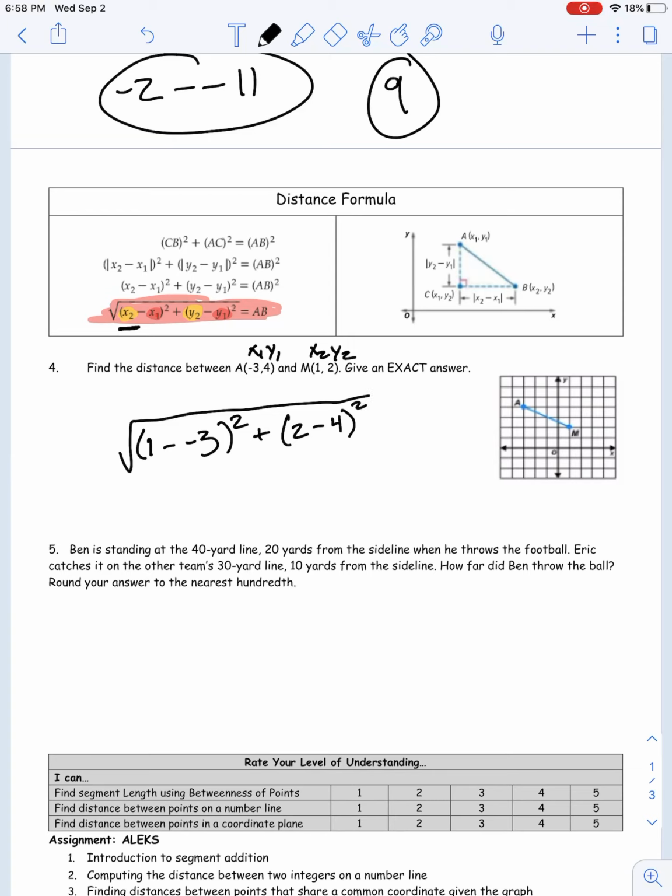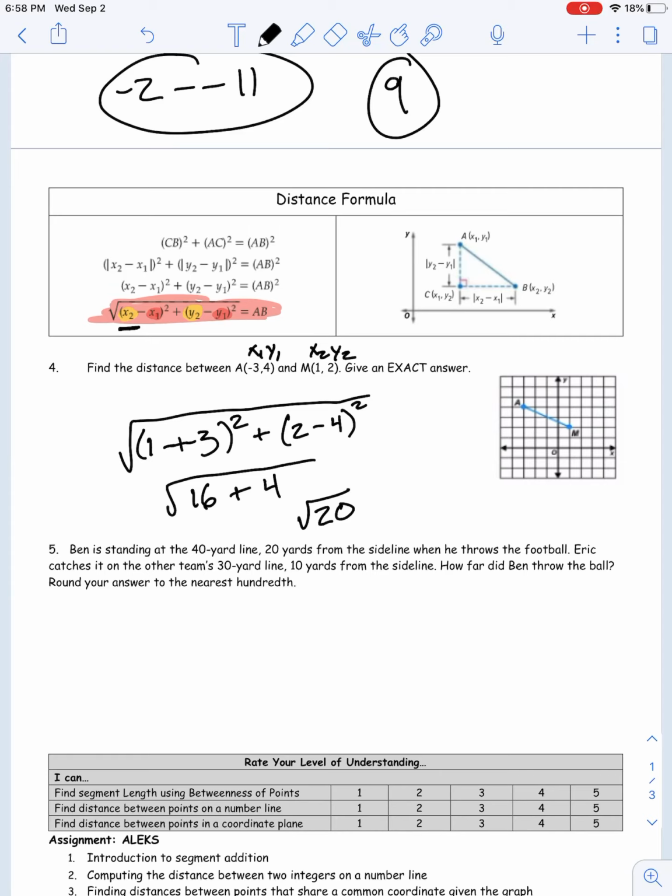And we can go from there. So in here, 1 minus negative 3 is 4, because this becomes a plus, right? 4 squared is 16. I'm going to keep my radical there. Plus, 2 minus 4 is negative 2, but I'm squaring it, so I'll get a positive 4. 16 plus 4 is 20.